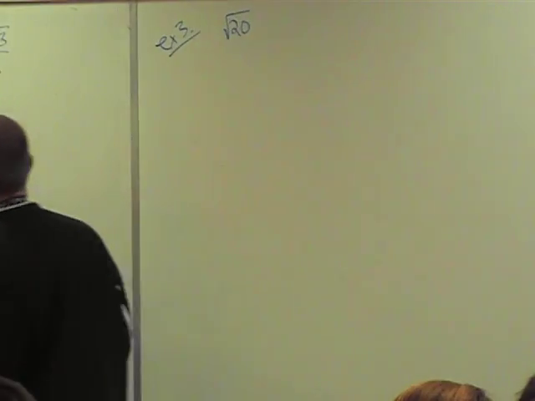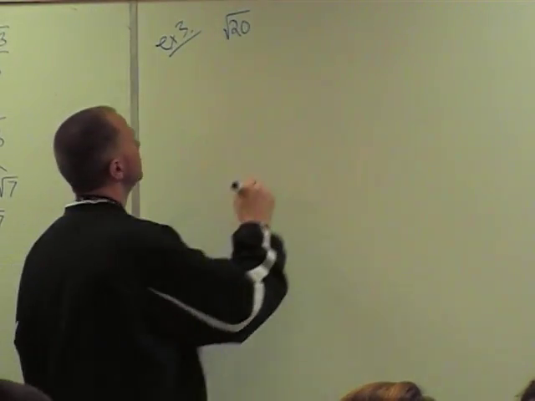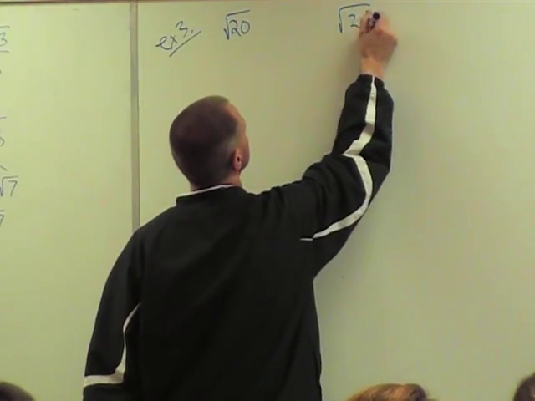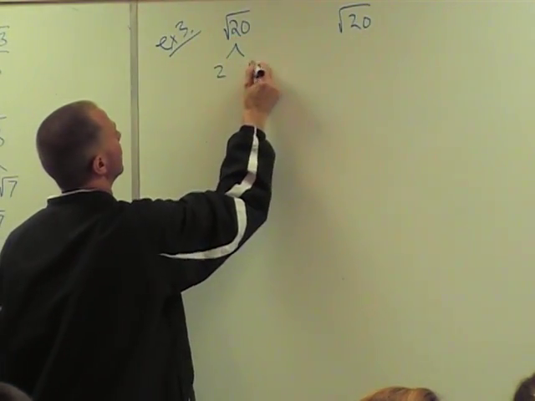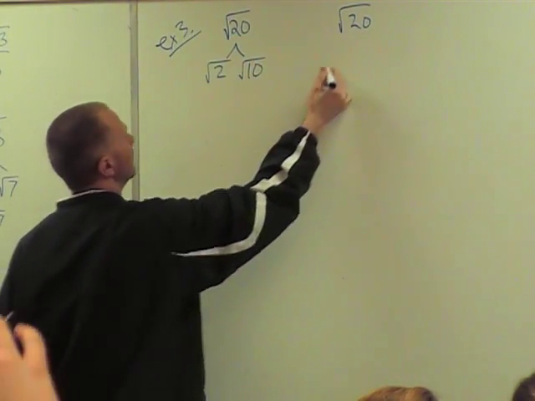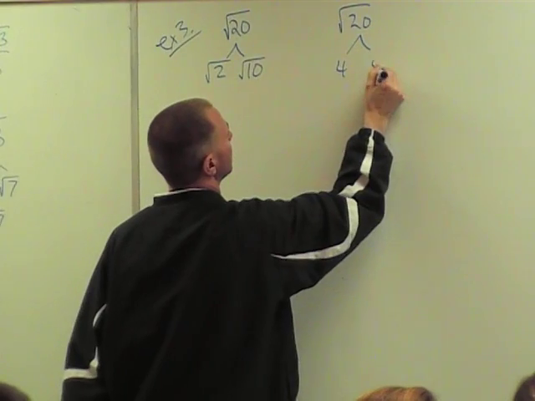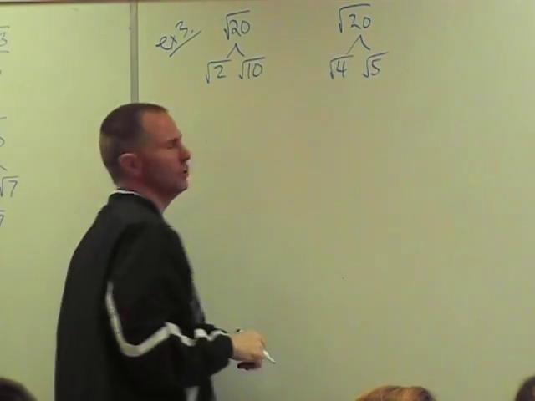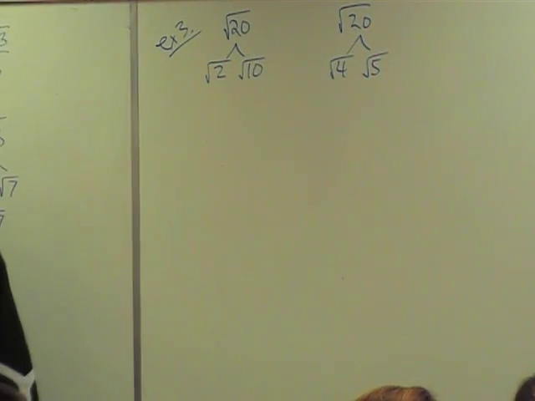Sarah, what two numbers multiply together give me 20? 2 and 10, yeah, we can do 2 and 10. What other two numbers? 4 and 5. Are there two others? No. You can use 1 and 20, but that kind of defeats the purpose, doesn't it?